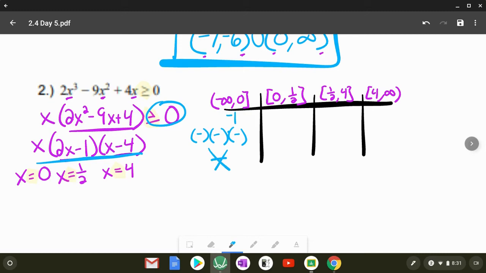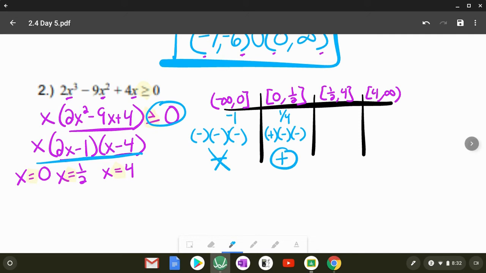A number in this set would be a 1/4. So we have a positive 1/4. And then if you need to write it out, you can always write it out in that box, but we have 2 times 1/4 is a 1/2. 1/2 minus 1 is a negative 1/2. And then 1/4 minus 4 would also be another negative. So in this case, we would have a positive output.